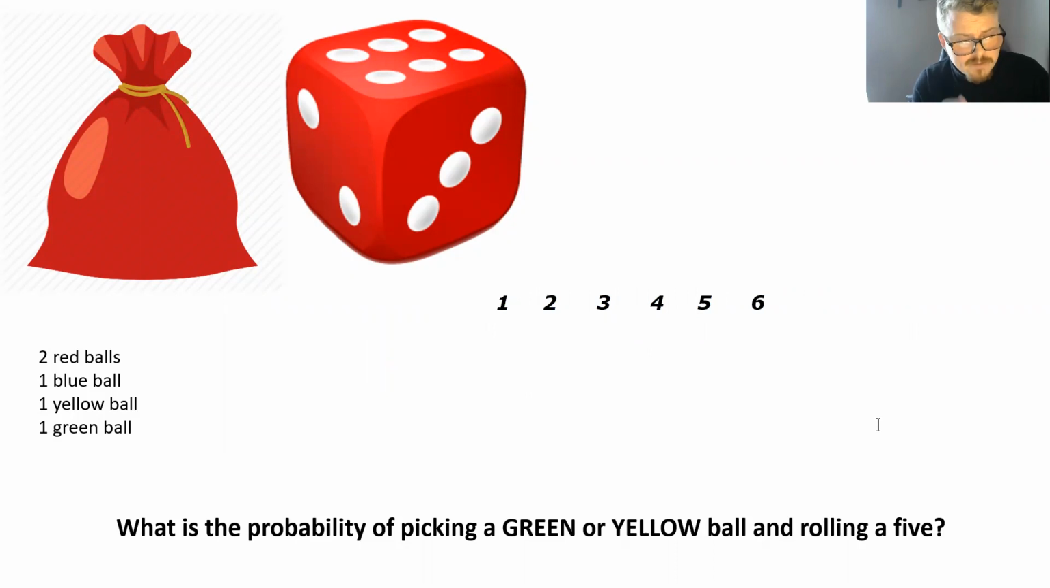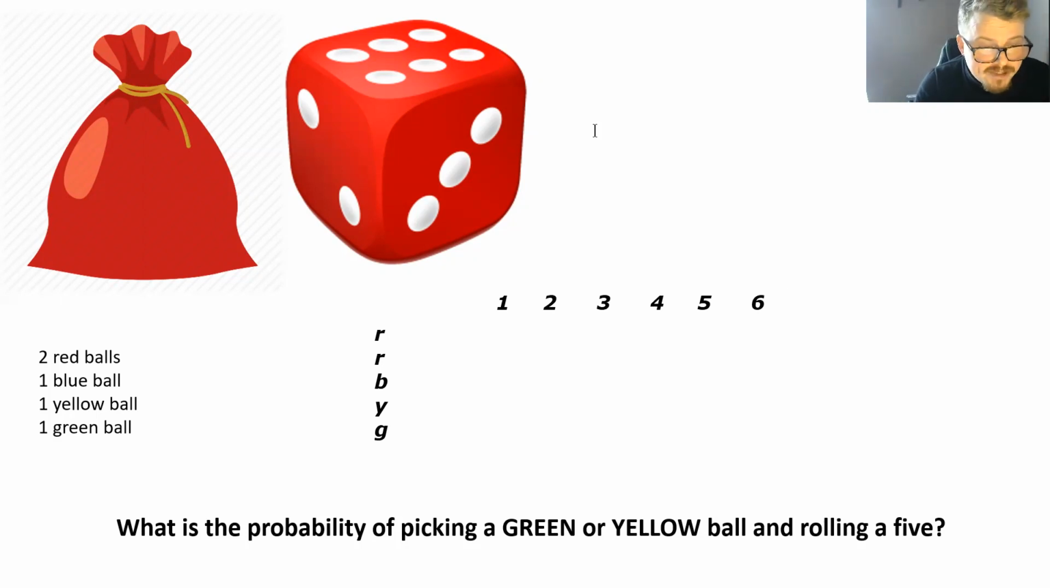So down the side, I've got the colors of the balls, and across the top, I've got the numbers of the die. Now, it doesn't matter if you put the colors of the balls at the top and the numbers of the die down the side. I prefer to put the object with the most possibilities along the top because I like things to go long ways. I think they look neater. Okay, so how do we work this out?